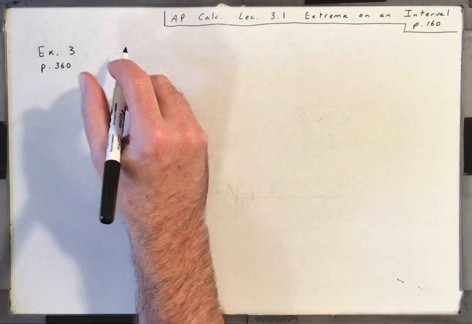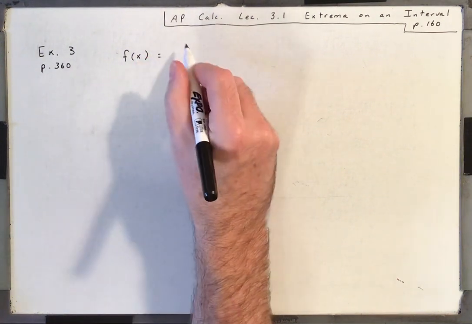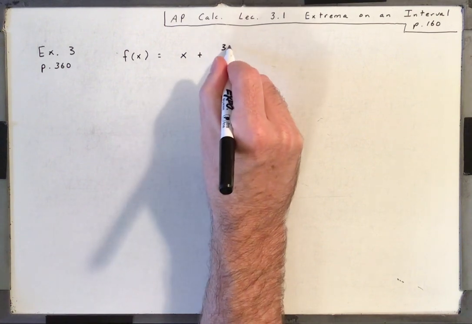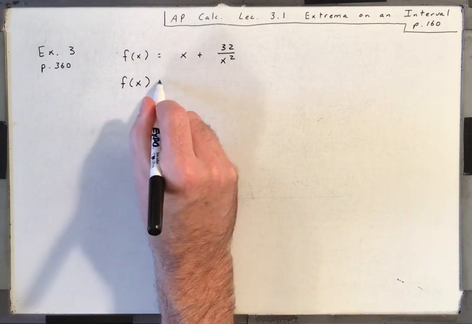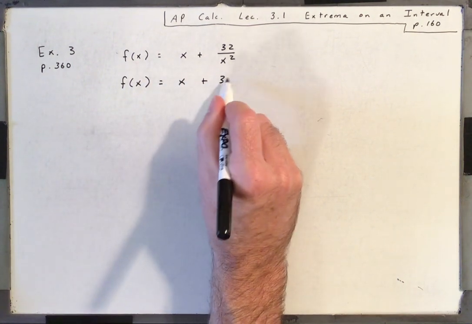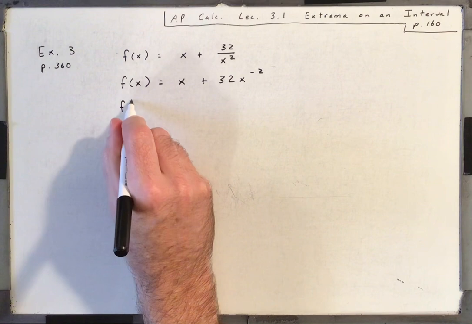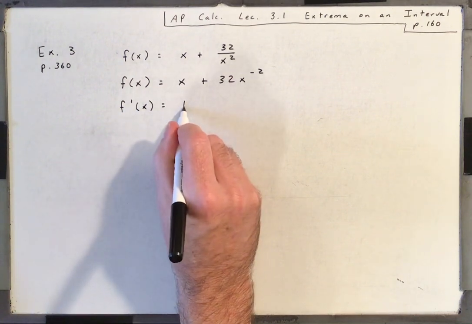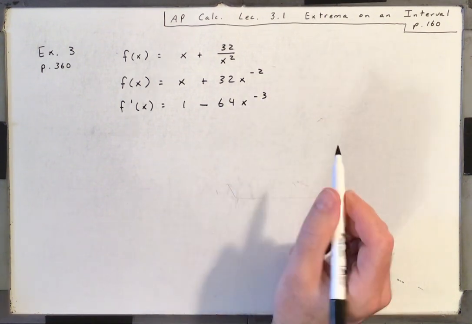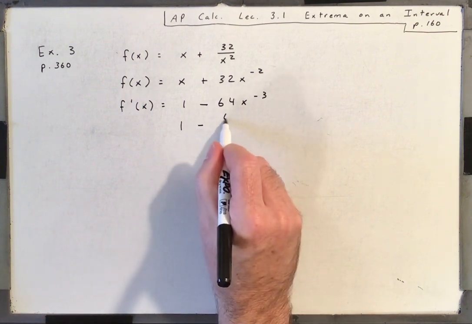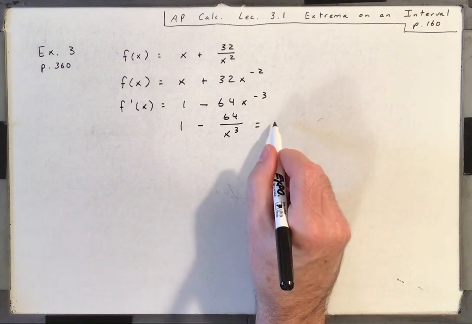Our function is f of x equal to x plus 32 over x squared. Now before we take the derivative, let's rewrite this as x plus 32x to the minus 2. Now it's easy to do the power rule. So f prime of x is equal to 1 minus 64x to the minus 3, or 1 minus 64 over x cubed, and we're going to set that equal to 0.